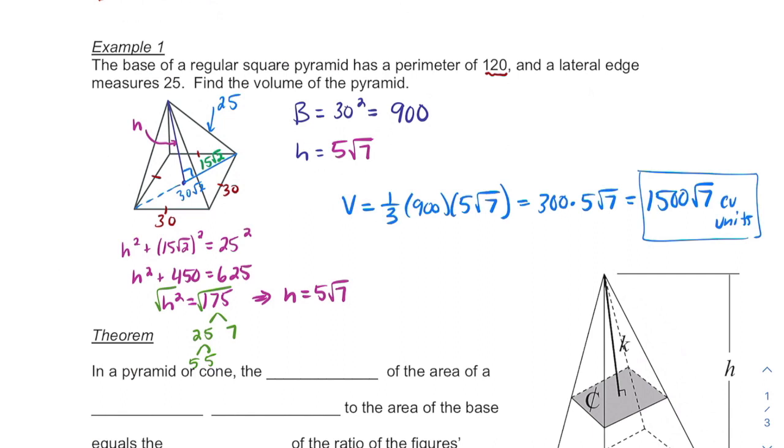So hopefully that shows you how to use right triangles, how to use the volume formula, and a nice review of square roots and Pythagorean theorem. So let's go ahead and look at this next theorem that we have ahead of us.